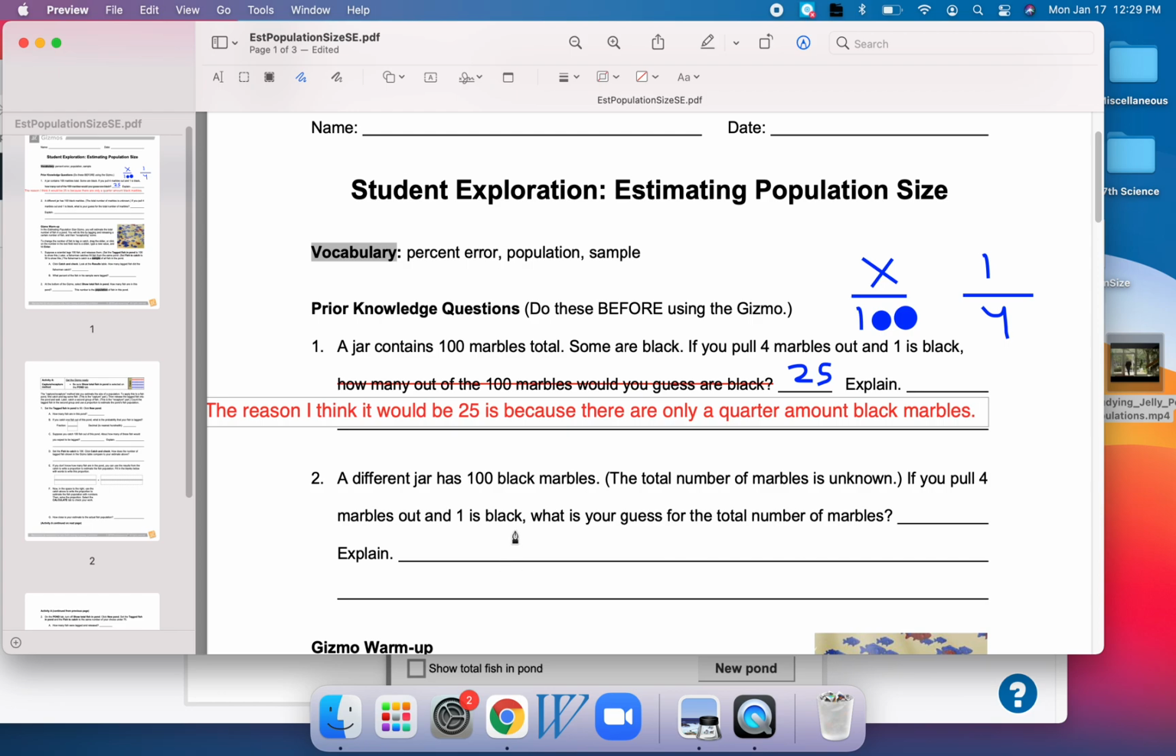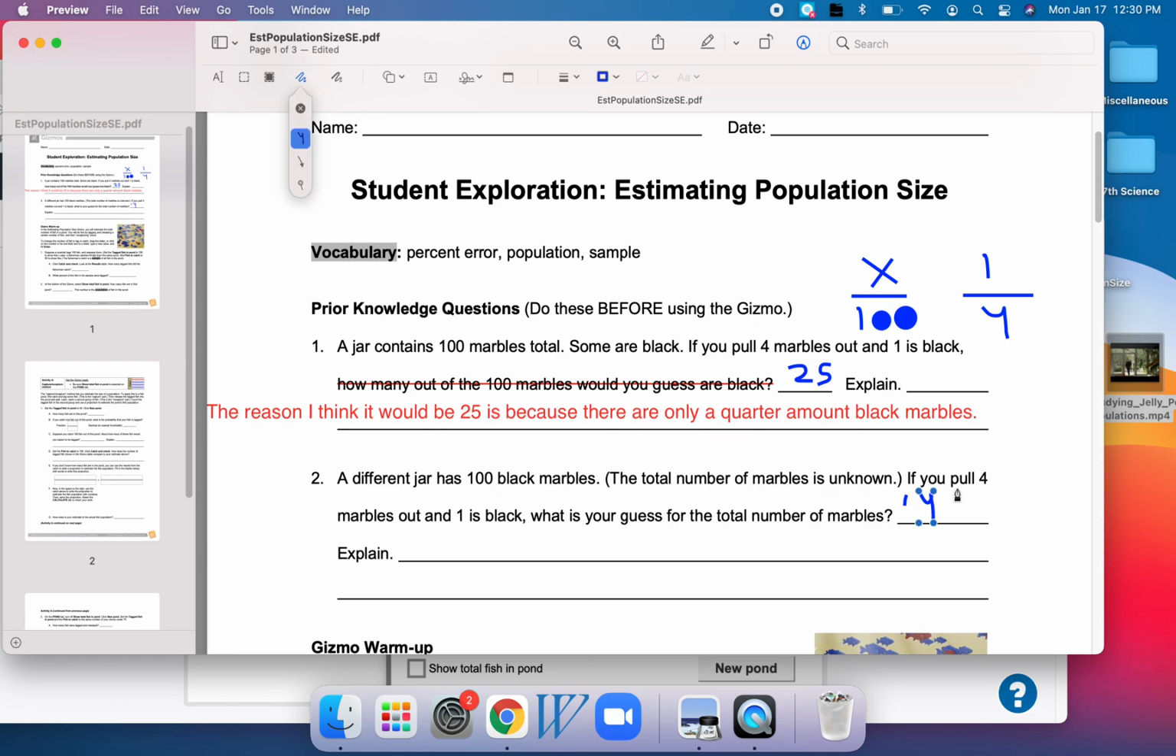A different jar has 100 black marbles. The total number of marbles is unknown. If you pull 4 marbles out and 1 is black, what will your guess of the total number be? If the jar has 100 black marbles and you pull out 4 marbles, only 1 is black, I would probably say the other 300. What is your guess for the total number of marbles? Well, if one black marble is pulled out of 100, but there's 3 other marbles, I would assume there's 3 times as much as the other one. So I'd probably say that there are 400.